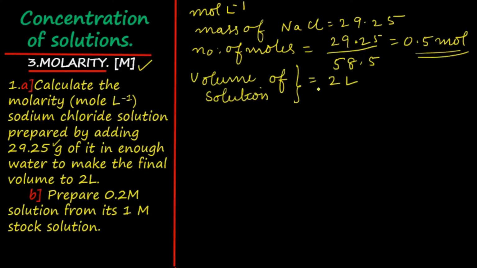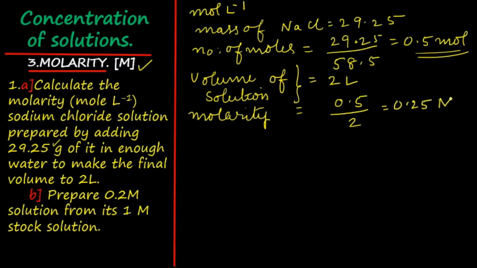What is the volume of solution? 2 liter. So, 2 liter of the solution contains 0.5 mole. To find out the molarity, we have to consider only 1 liter. So, molarity of this solution is 0.5 divided by 2. We have to find it out for 1 liter. That will be equal to 0.25 mole. Capital M is the symbol for molarity. So, the solution is 0.25 molar solution. Answer for A is 0.25 molar solution. So that is done.